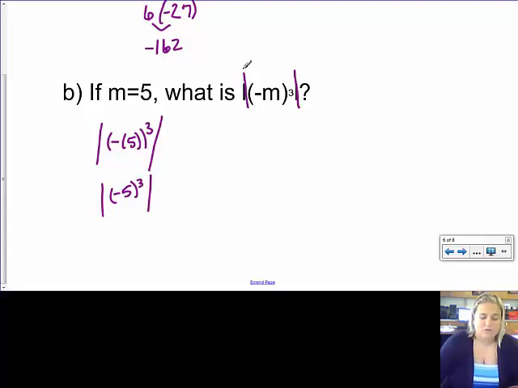Well, I can punch that into my calculator as parenthesis -5 caret 3. That gets me the absolute value of -125. And the absolute value is the distance from 0. Okay, remember it is not the opposite. It is the distance from 0. And -125 is 125 units from 0. That's our final answer.